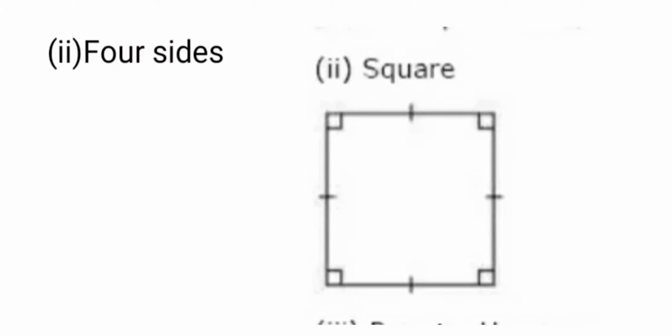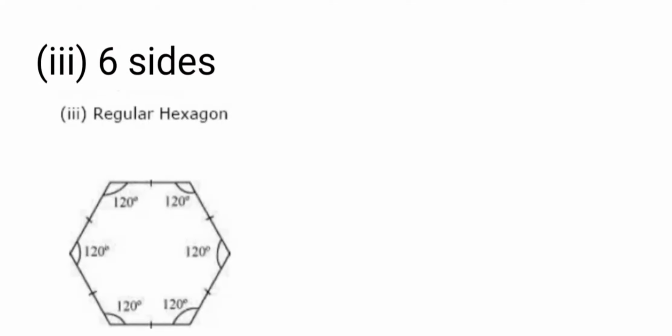If it has 4 sides, then the example of a regular polygon is a square, because all sides are the same and each angle is 90 degrees. So a square is an example of a regular polygon, whereas a rectangle is not an example of a regular polygon. And if it has 6 sides, the regular polygon is called a regular hexagon. Each side and each angle is the same measure.